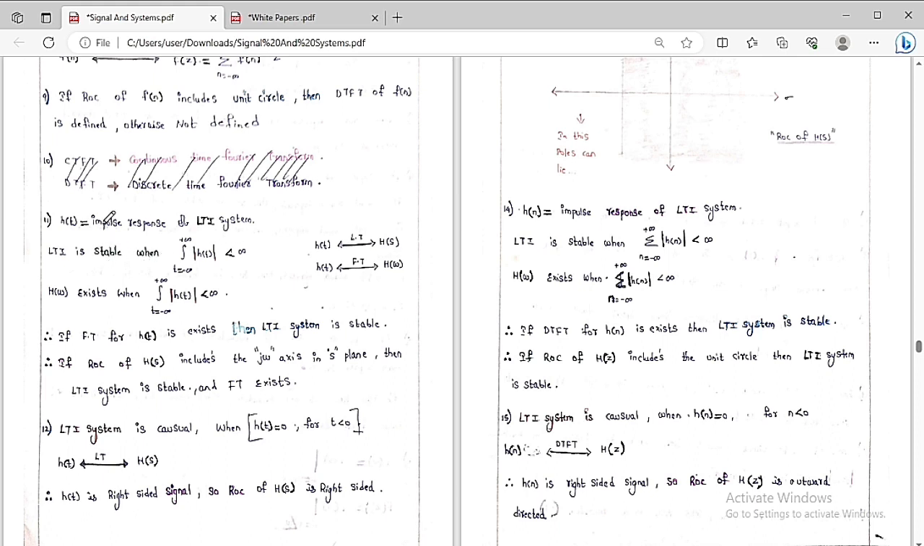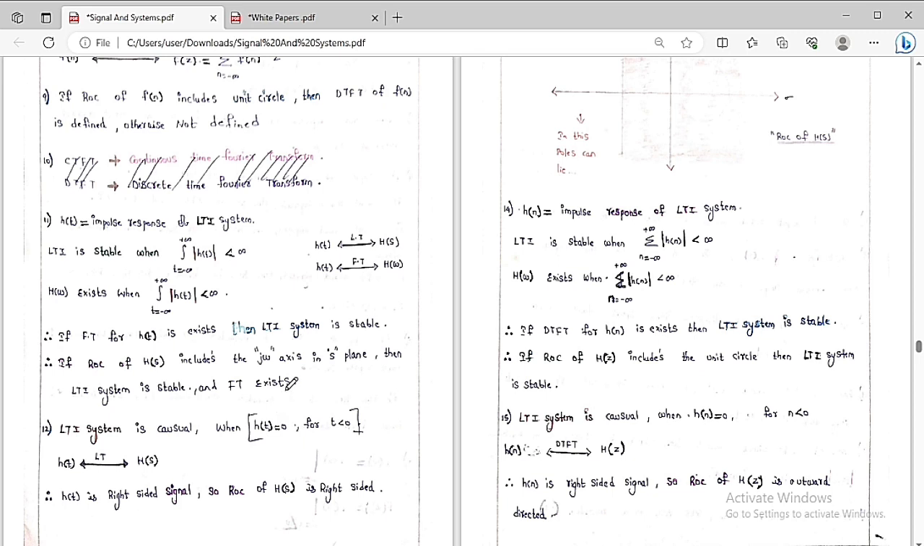If the system is stable, then definitely the continuous time Fourier transform for the signal is also going to exist. So therefore we can say if the Fourier transform for h of t exists, then the LTI system is stable. If the ROC of H of s includes the j omega axis in the s plane, then the LTI system is stable and the Fourier transform is also going to exist.